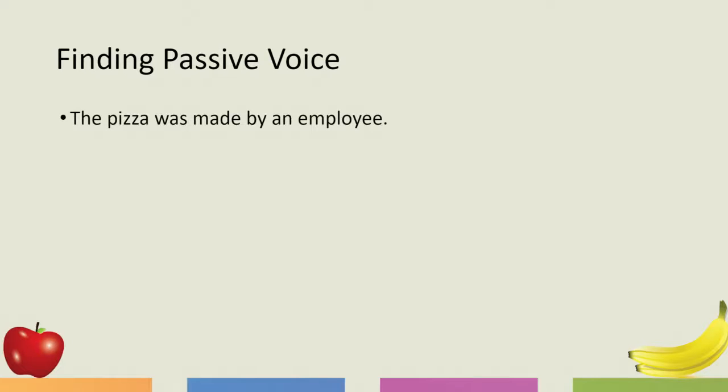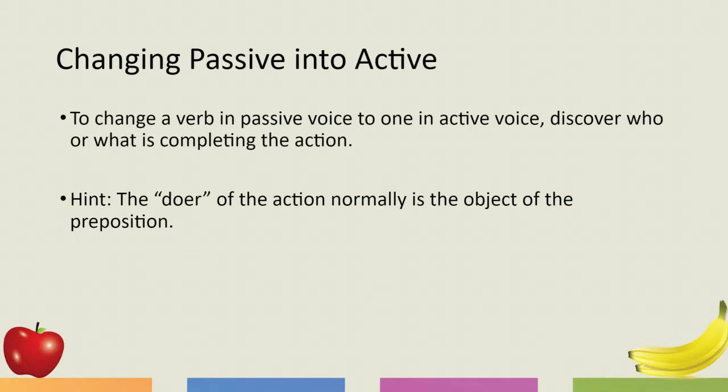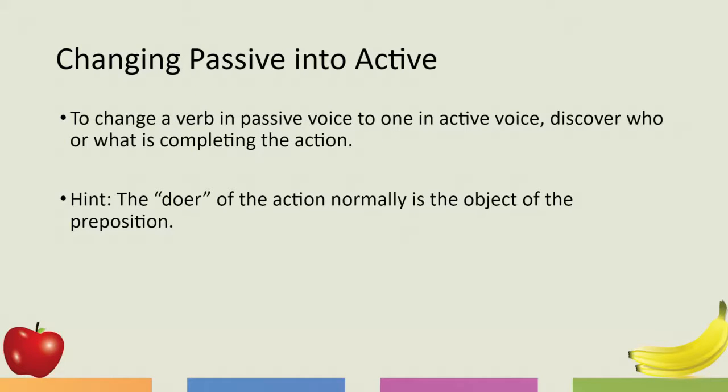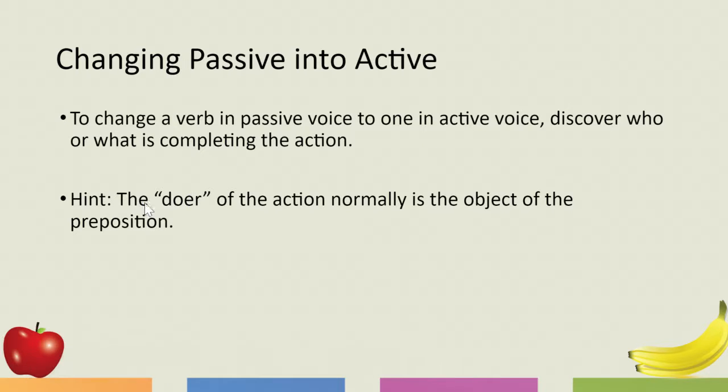The pizza was made by an employee. So the verb is was made. Who or what was made? Well, pizza was made. But did the pizza make itself? I don't think so. To change the verb in a passive voice to one in active voice, discover who or what is completing the action. Hint: the doer of the action is normally the object of the preposition.